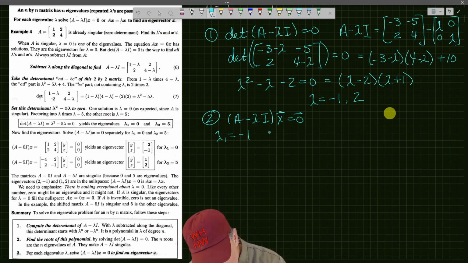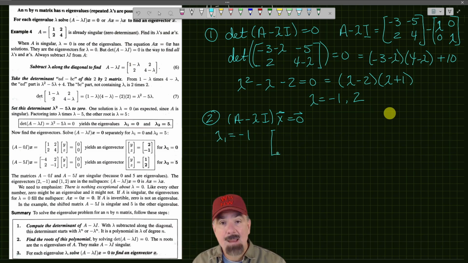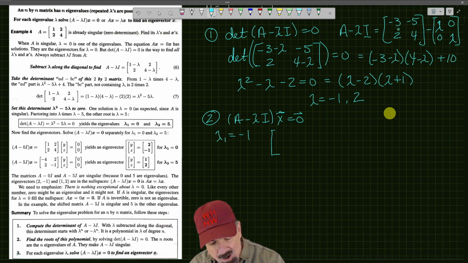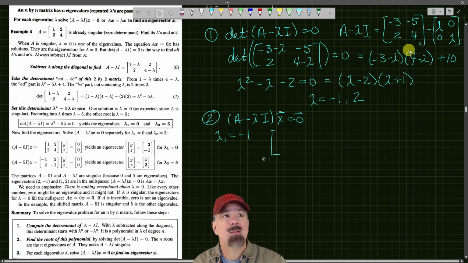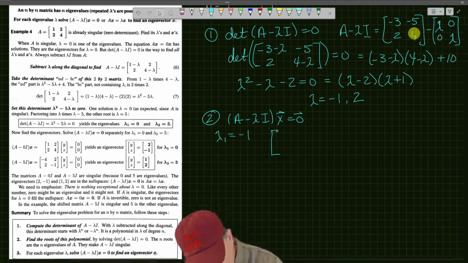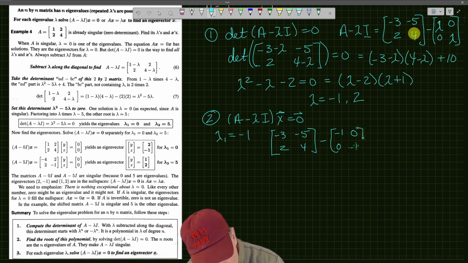And what that gives us for A minus lambda I: we have the A matrix up here, and now we're going to subtract -1 off the diagonals. So we have -3, -5, 2, 4, and we're going to subtract -1, 0, 0, -1, and the result of that is going to be -2, -5, 2, 5.